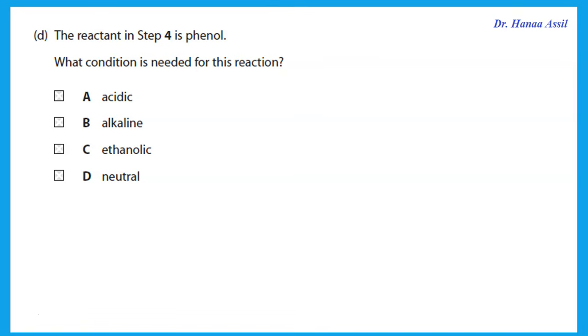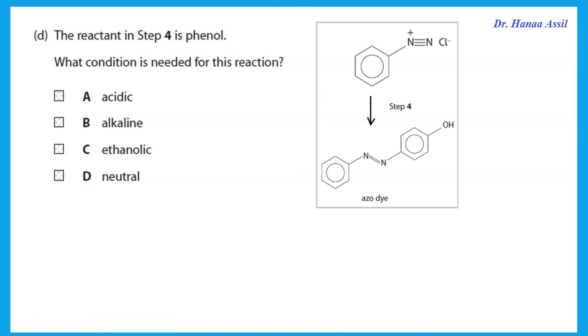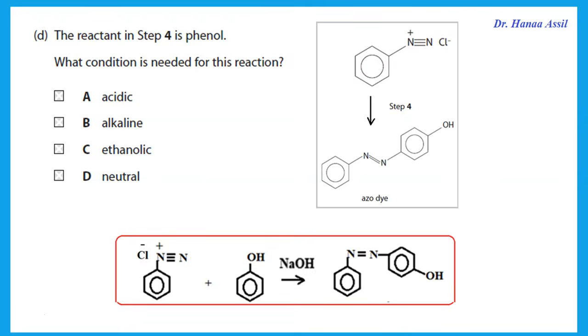Okay, then step 4. Which one was step 4? This was step 4, where we have the diazonium salt and we want to make that azo dye, and of course we're going to react that with phenol in presence of what? You should realize that diazonium salt with phenol, in order to form that product, we should do it in alkaline medium in presence of something like sodium hydroxide.